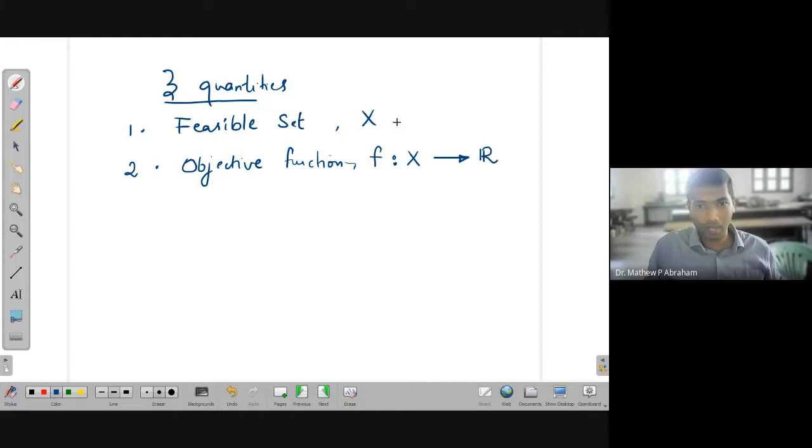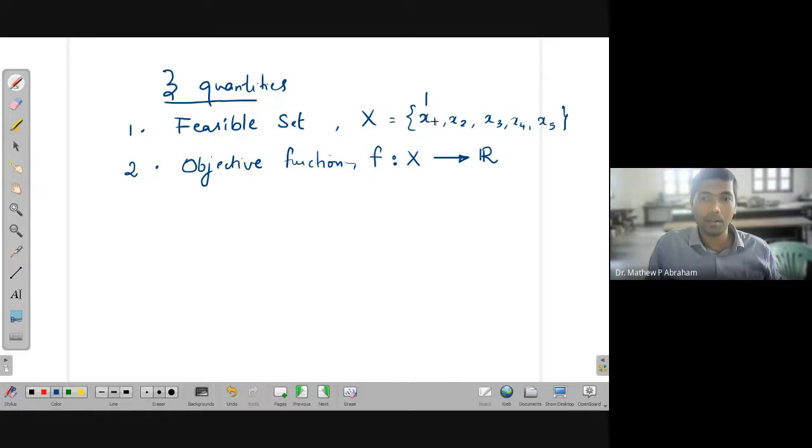So if there are 5 elements in the feasible set, say x1, x2, x3, x4, and x5, I am considering a case. If this feasible set has 5 options, then the value assigned to each option is given by this objective function f.